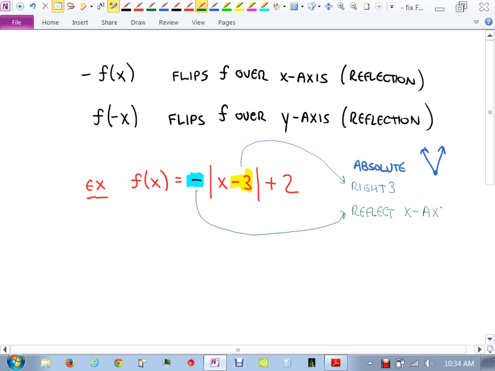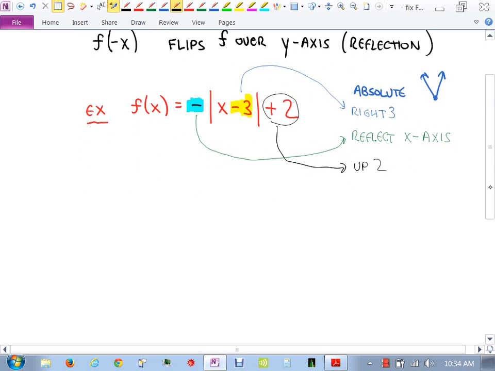X-axis. Okay? And then finally, the plus 2 out here gives us what? Up 2. So we're going to take an absolute value function. We're going to move it to the right 3. We're going to reflect it over the x-axis. Then we're going to move that whole thing up 2. And that will be our picture.